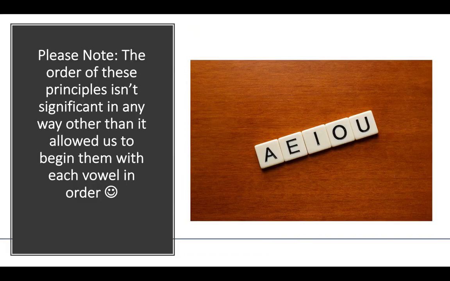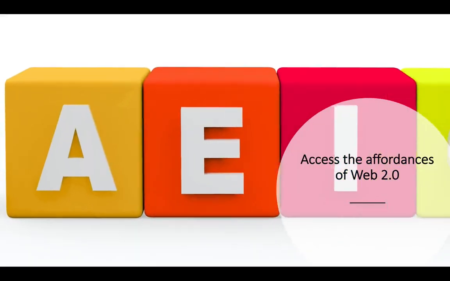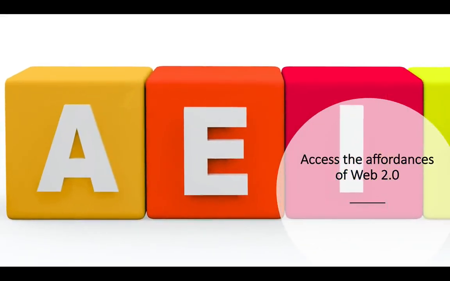So one thing that I'd like you to note, the order of the principles isn't significant, but the fact that they each began with one of the vowels made it a bit neat, a bit cute, I guess. So A, E, I, O, U. The first is access the affordances of Web 2.0.